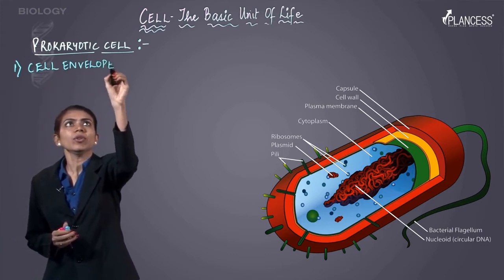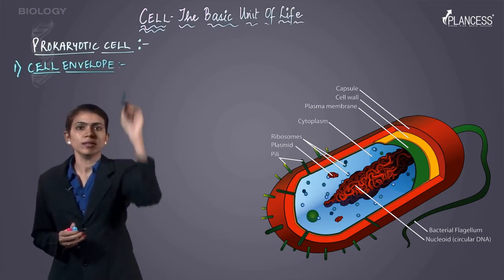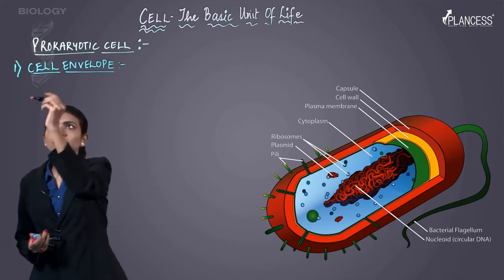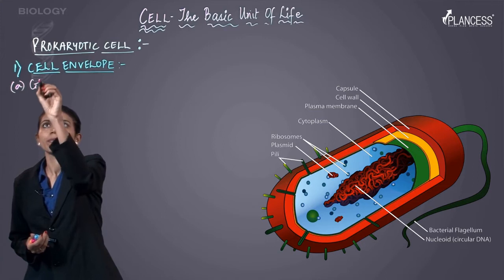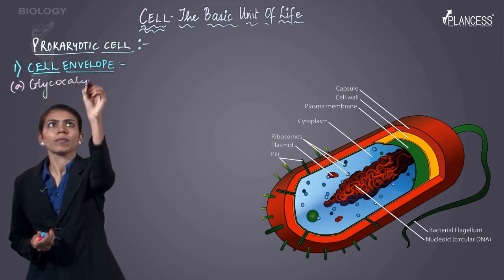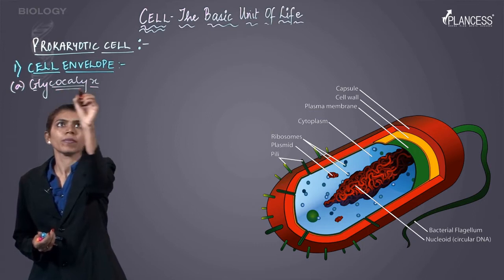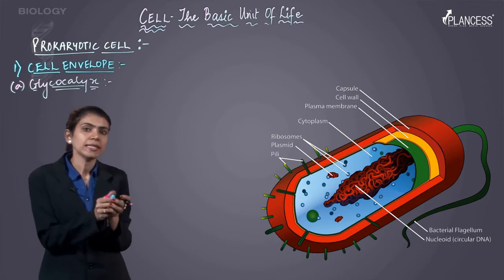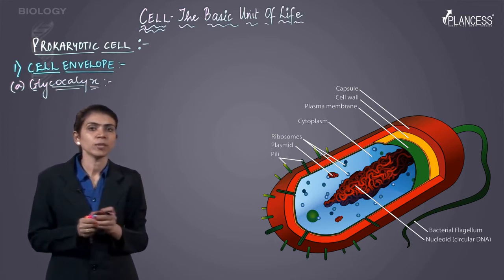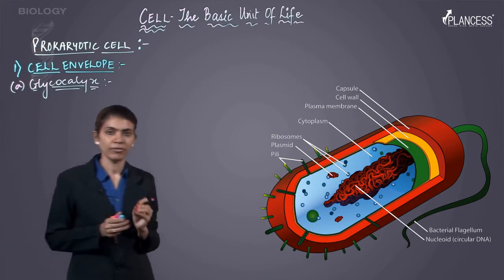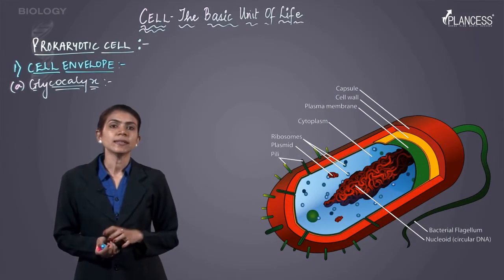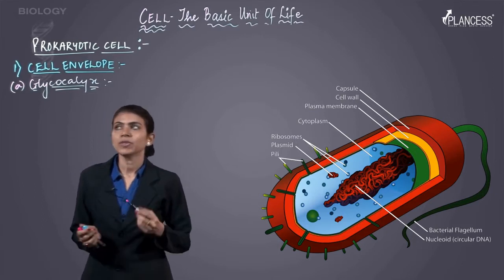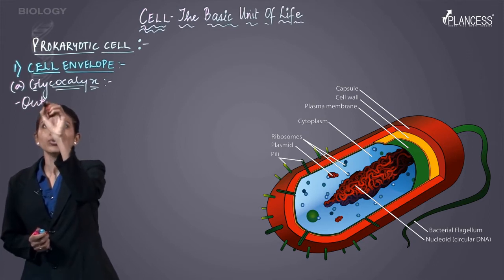Now this cell envelope is divided into 3 layers. The first, being the outermost one, is the glycocalyx. So let us talk about the glycocalyx. Glycocalyx, as we can see, is the outermost covering of the protoplasm. Whatever lies internal to the cell envelope is the protoplasm. The glycocalyx in turn is made up of 2 layers, an inner S layer and the outer layer of mucilage.